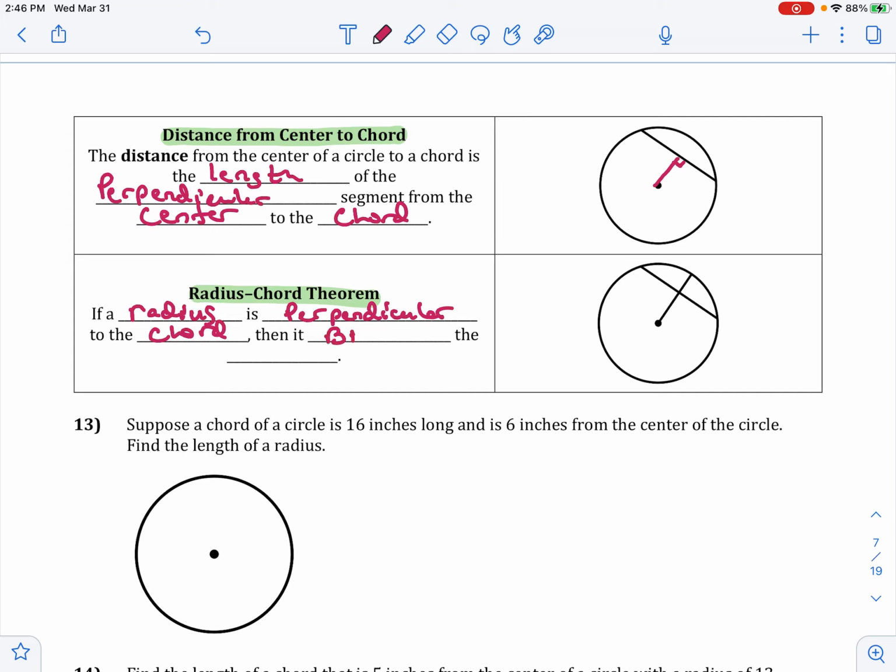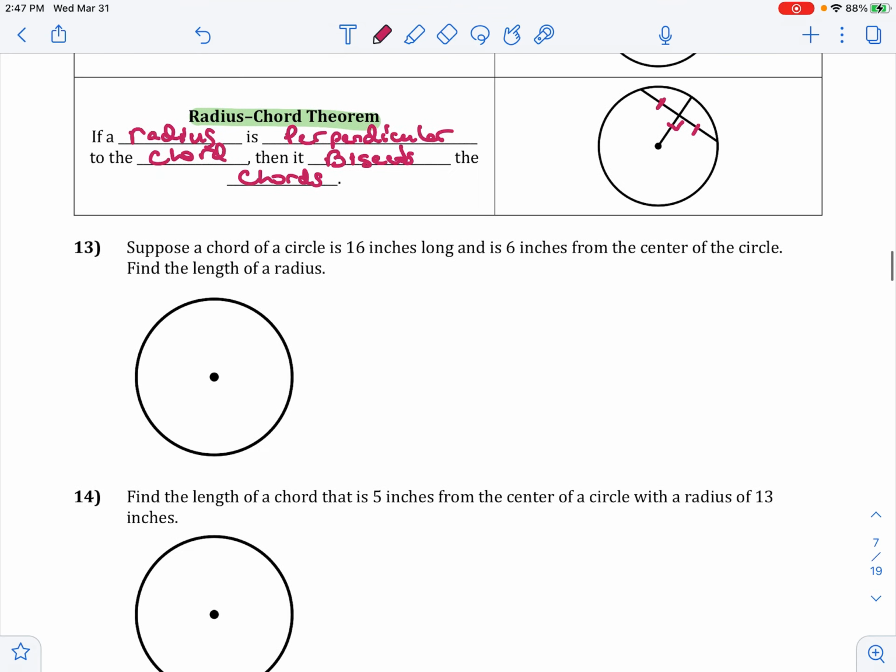It actually bisects the chord, and bisects, remember, means divides it into two equal halves. So if your radius is perpendicular to a chord, it divides the chord into two equal pieces. Get used to that picture. When you see that right angle there, that means you've chopped that chord in half. Two equal pieces. And then there are some problems that go along with these theorems.